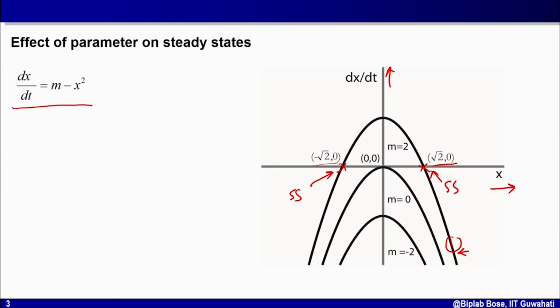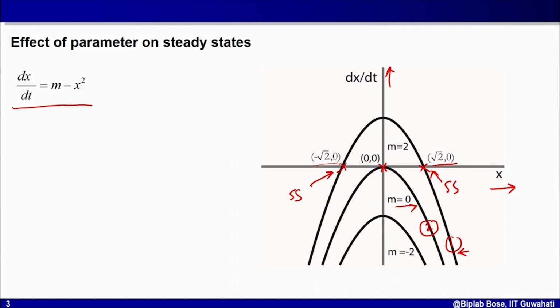Now, consider m equal to 0. Then this curve goes down and I get this second plot. So, this is for m equal to 0, and obviously this intersects the x-axis only at one point, and that is 0, 0.